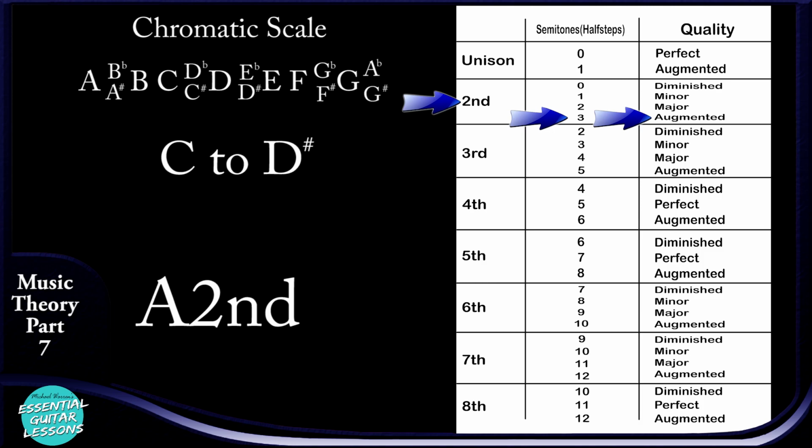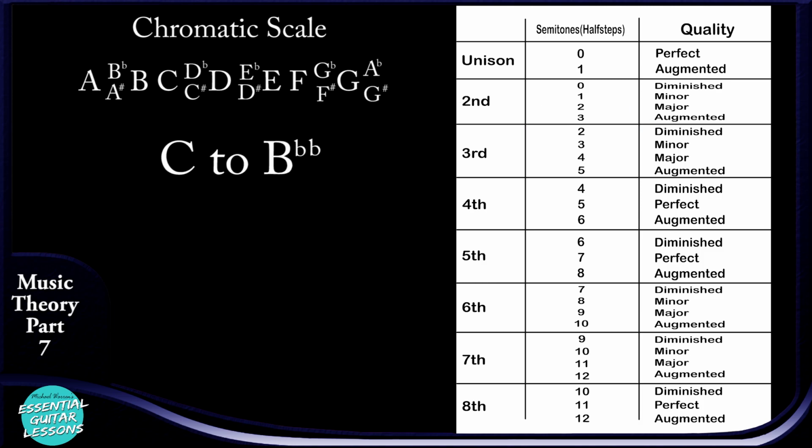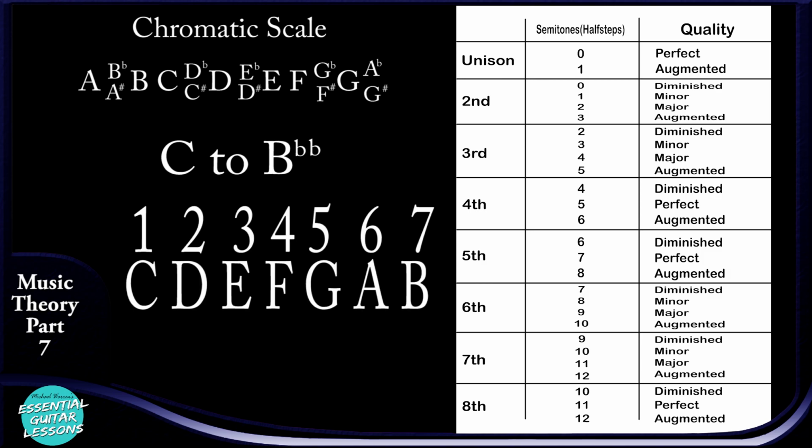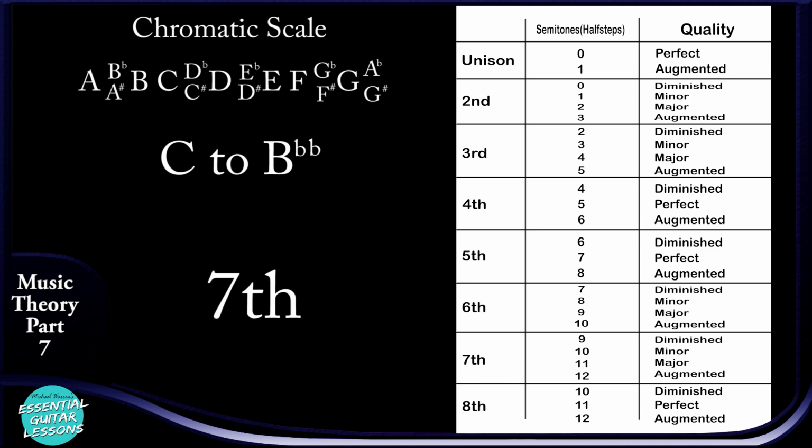So let's do C to B with a double flat there. So again, we still count C to B, so C, D, E, F, G, A, B. So it's a seventh of some sort. So I look at my chart at the sevenths, and then I just count the semitones. Now we know B flat, if we flatten the B, it becomes B flat. If we flatten it again, it just becomes A. So B flat is also A.